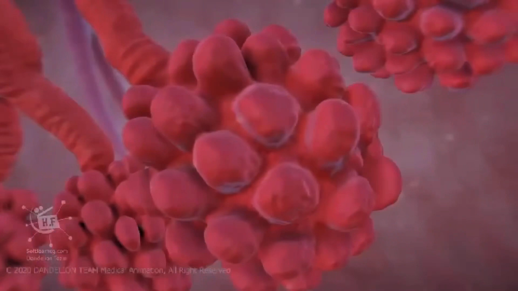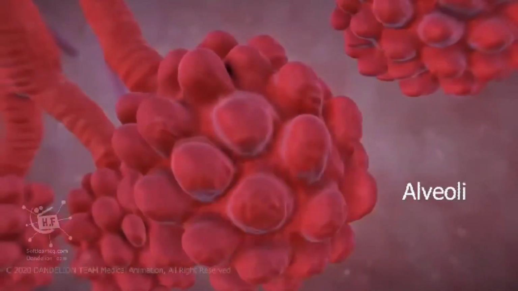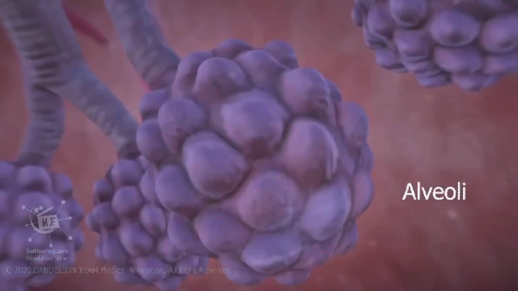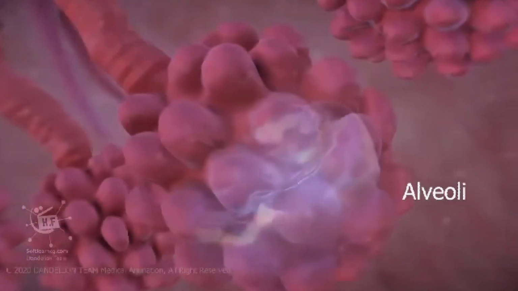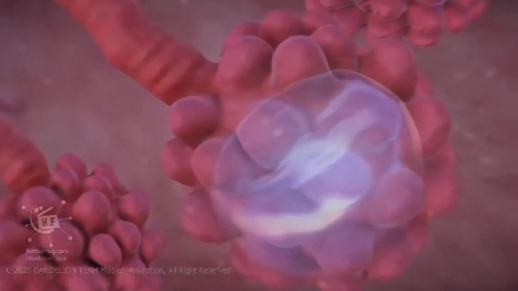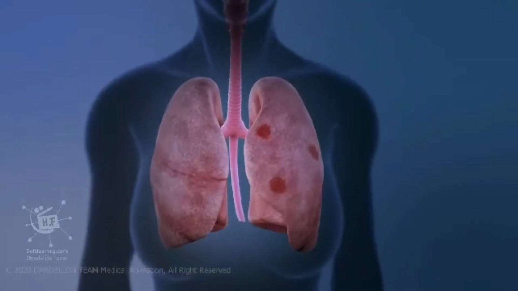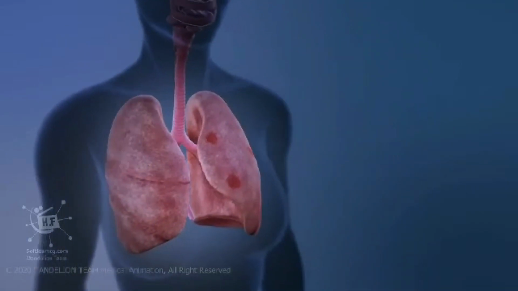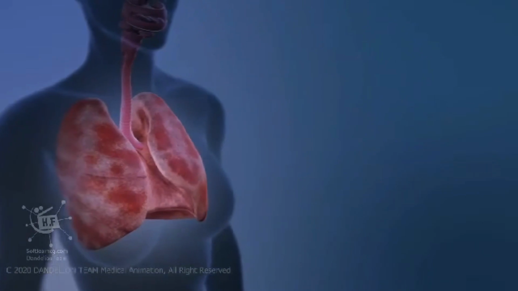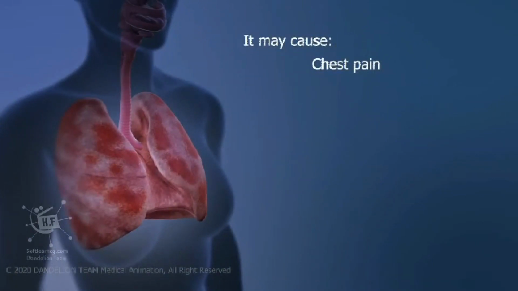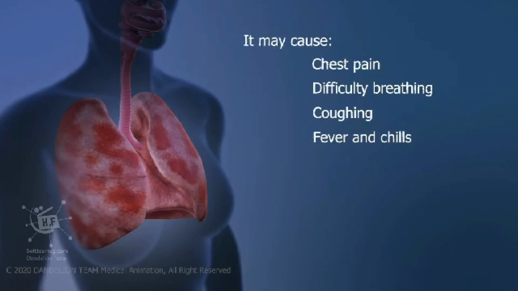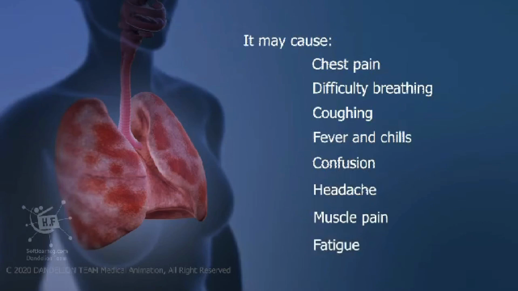Then your bronchioles and alveoli become inflamed. This inflammation can cause your alveoli to fill with fluid, making it difficult for your body to get the oxygen it needs. It could affect one lobe of your lungs, or you could have many areas of both lungs affected. It may cause chest pain, difficulty breathing, coughing, fever and chills, confusion, headache, muscle pain, and fatigue.